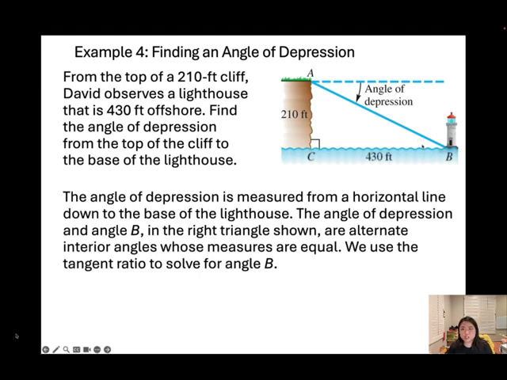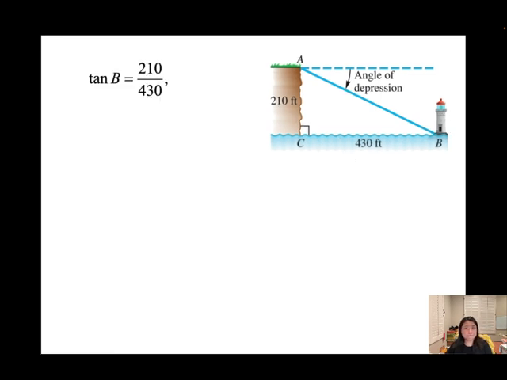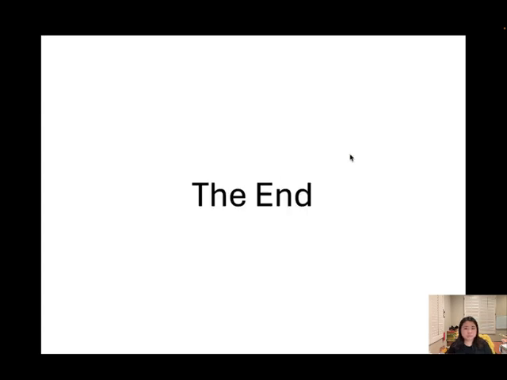So if I want to find the angle ABC, that will be using the tangent, right? Tangent opposite over adjacent. Use your calculator. You should get 26 degrees. And that will be your angle of depression. That's it.